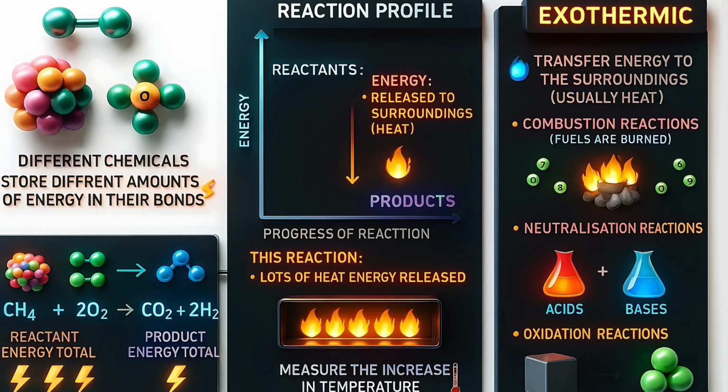Now, let's look at the opposite type, endothermic reactions. In these reactions, instead of releasing energy, the system takes in heat energy from its surroundings. That means the surroundings lose heat and become cooler. A classic example is the breakdown of calcium carbonate into calcium oxide and carbon dioxide. To make this reaction happen, we must supply heat energy, perhaps by using a Bunsen burner to heat the solid calcium carbonate until it decomposes.